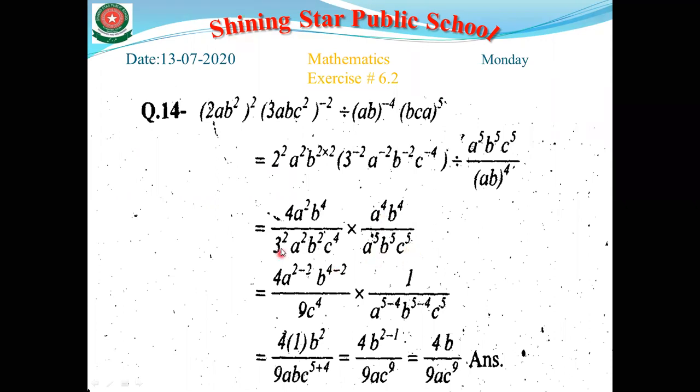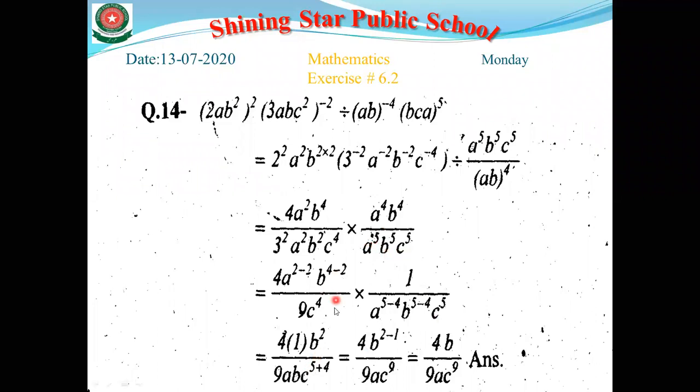Now a square cancels. Okay. b power 4, and when we take the b square from the denominator to the numerator, it becomes -2. So 4 minus 2. Here a power 4 goes from the numerator to the denominator, so it becomes 5 minus 4. And c, because the power is 4, when we take the power 4 from the numerator to the denominator, it becomes -4. So 5 minus 4, 5 minus 4.